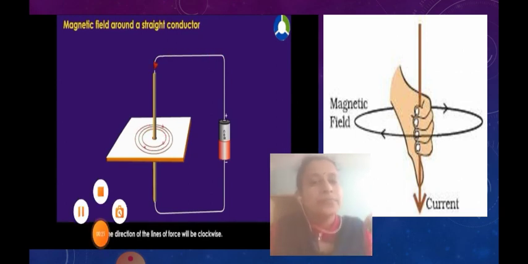Now this was a straight current carrying conductor. Now suppose this conductor is made in the form of a loop, what will happen? Let us try to find that out in the next video.